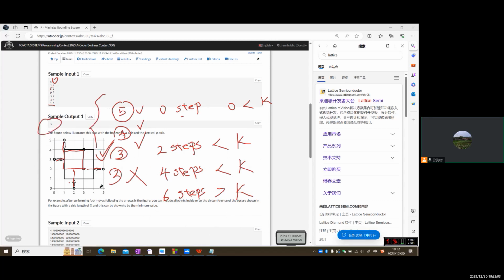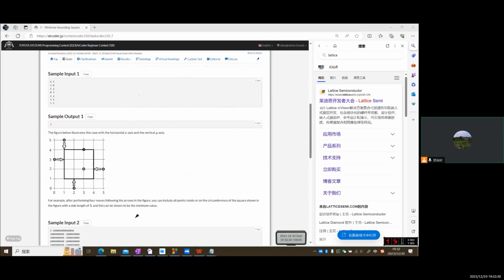Now from the calculation procedure, we can use binary search. If the number is okay, we need to try a smaller number, and if the number is not okay, we need to try a larger number. So now here, how many steps do we need to move?